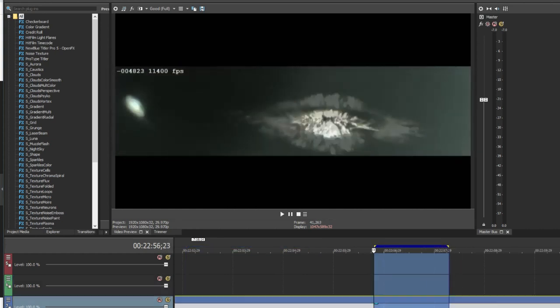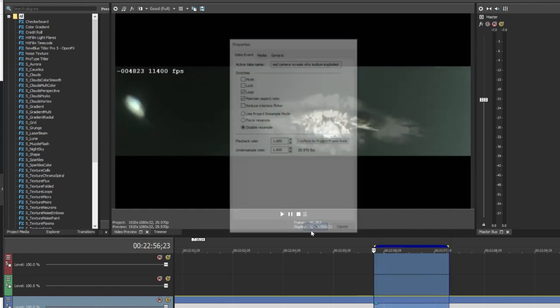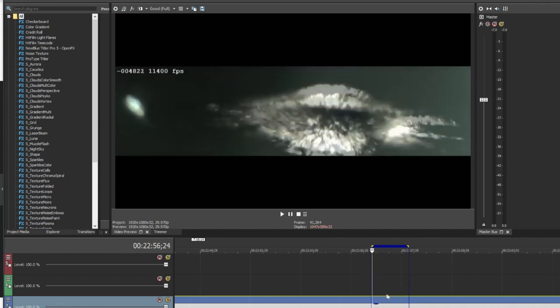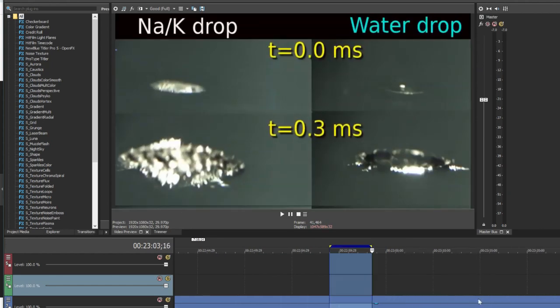Alternatively, let's just do properties, disable resamples, if that does it for us. No, it screwed up the encoding. YouTube screwed up the encoding of my video. Okay, so here it is, frame by frame.